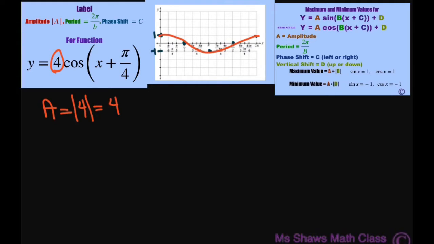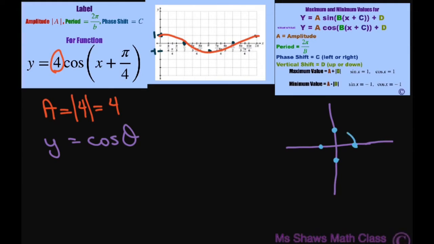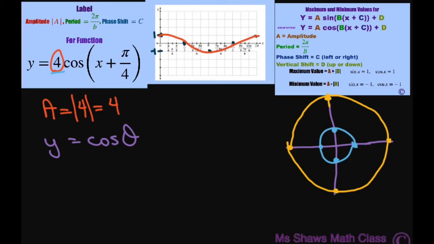So let's talk about really quick what that means. When you have your unit circle for your parent function of just y equals cosine of, say, theta, then the radius is 1, right? That's your unit circle. So when your amplitude is 4, that just means your radius is going to be 4. So I'll just come out here. And again, this is just a little sketch. Please don't complain about my drawing. So see, it extends it. It makes it a lot bigger.